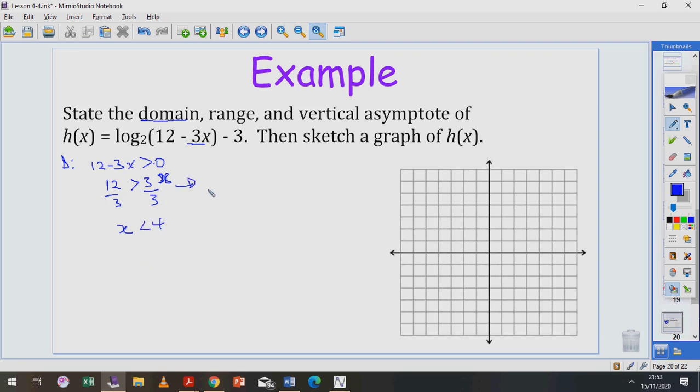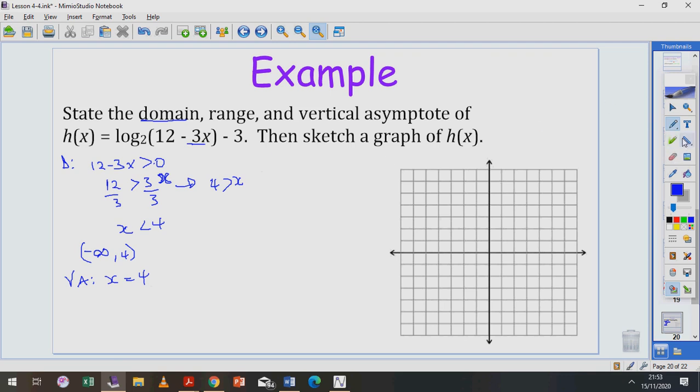If you follow that slowly, this goes to 4 is greater than x, which means x is less than 4. So my domain is going to be negative infinity to 4, because x is less than 4. And that means that my vertical asymptote is going to be x is equal to 4. That's my vertical asymptote. Alright, so the next thing I need to do is to sketch the graph.